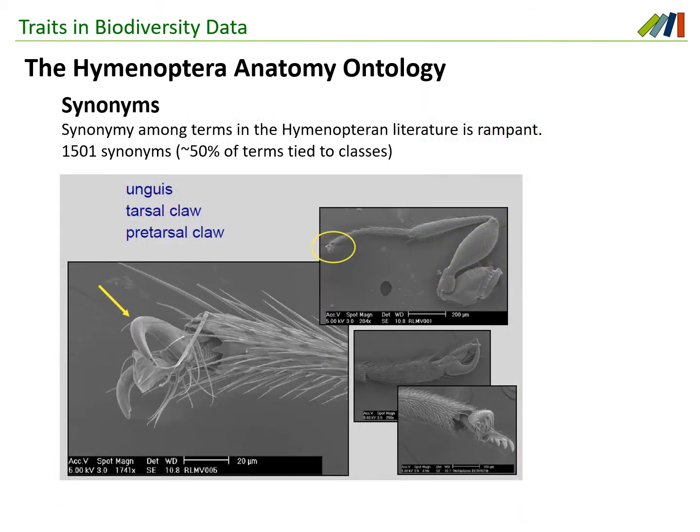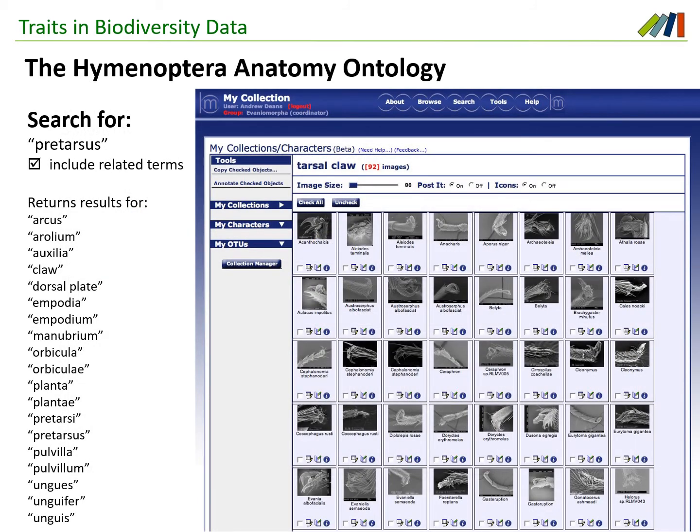For example, let's take this structure, the paired claws at the tip of the leg. A survey of literature on Hymenoptera found more than 1,500 synonymous terms for this structure. But the ontology maps relationships among terms, and it knows that all these terms point to the same homologous structure. So we can run a query for any one of these terms and return results that contain any of the synonymous terms.